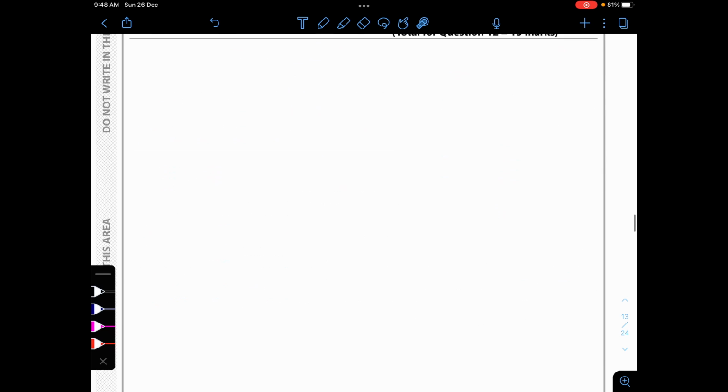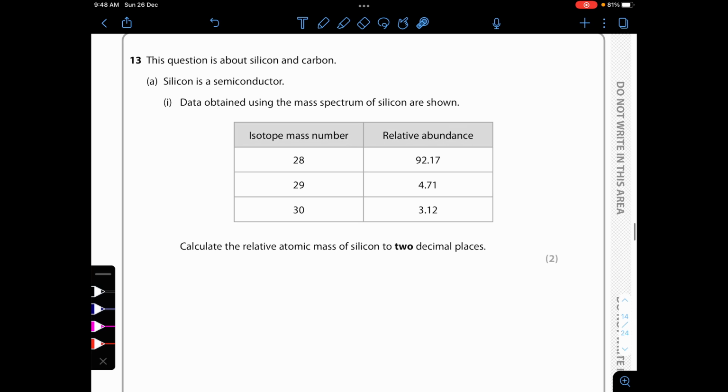Then move on to question number 13. This question is about silicon and carbon. Silicon is a semiconductor. Data obtained using mass spectrum of silicon are shown. We have the isotope numbers 28, 29, 30, and their respective relative abundances. Calculate the relative atomic mass to 2 decimal places.